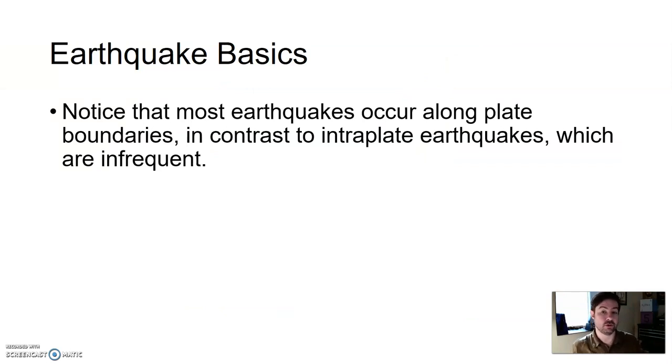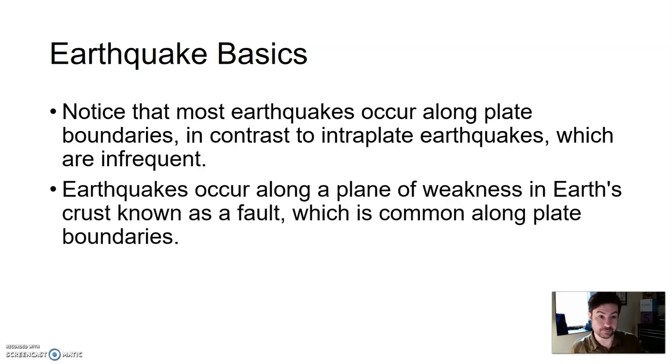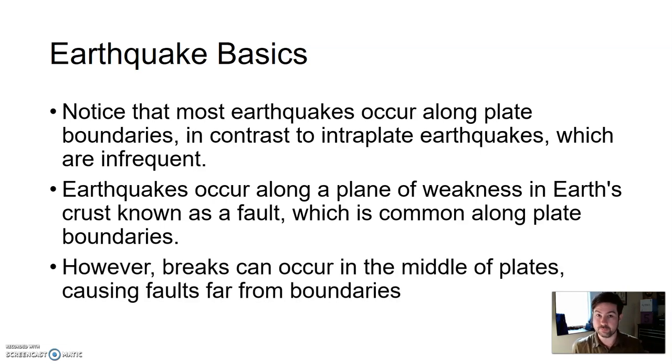Now, that's in contrast to something called intraplate earthquakes, which are infrequent. Intraplate earthquakes happen in the middle of a plate, not near or on a plate boundary. Earthquakes will occur along some plane of weakness in the crust, again known as a fault. These are very common along plate boundaries. Or if you're looking at ancient faults, maybe one where there once was a plate boundary or some sort of major tectonic activity. However, breaks and movement of plates can occur in the middle of plates themselves, causing faults far from any boundaries. Those are called intraplate earthquakes.